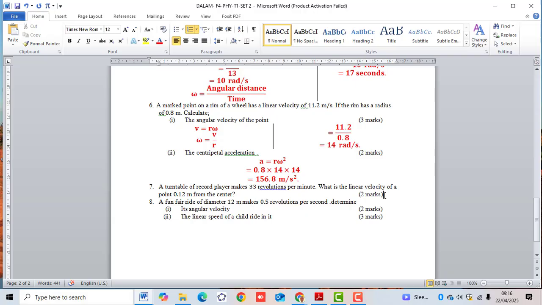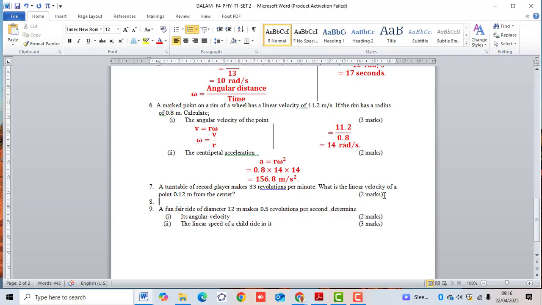Second last question. A turntable of a record player makes 33 revolutions per minute. These things of per minute we should note. Per minute, automatically that is where we'll have the frequency. But if it is per minute, you convert those minutes by dividing, because per is the same as divided by. So it will be over 60. If it is per hour, it will be over 3,600.